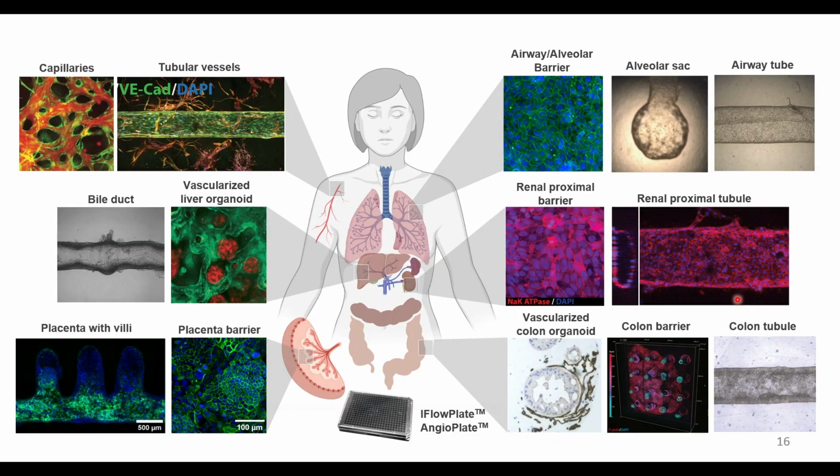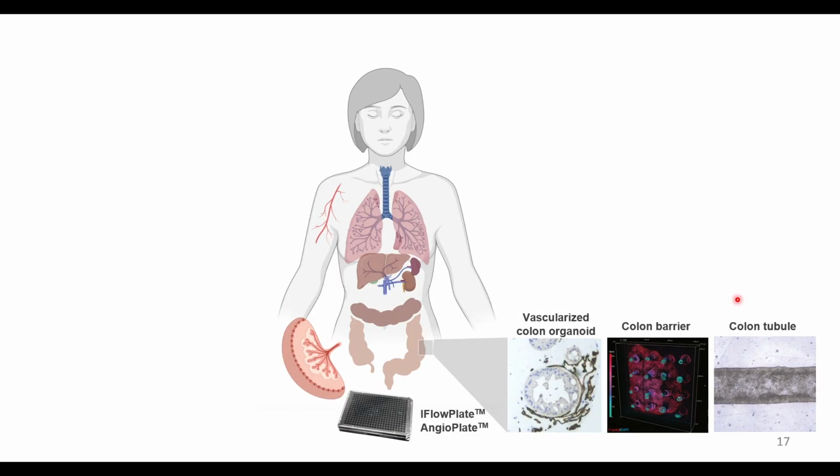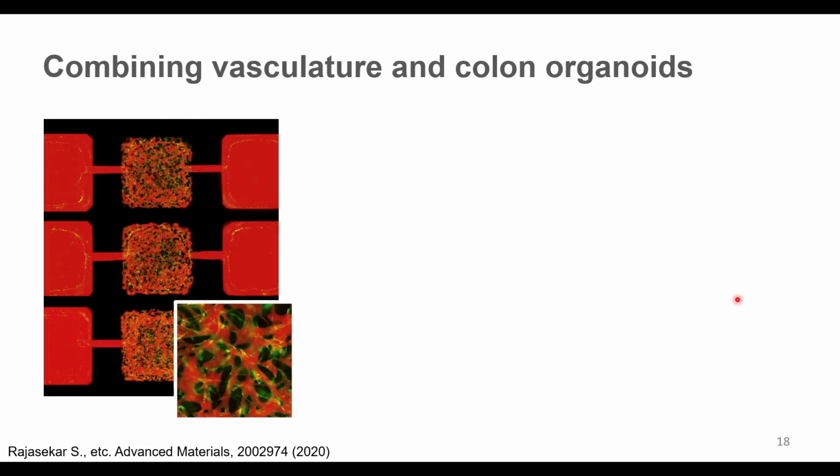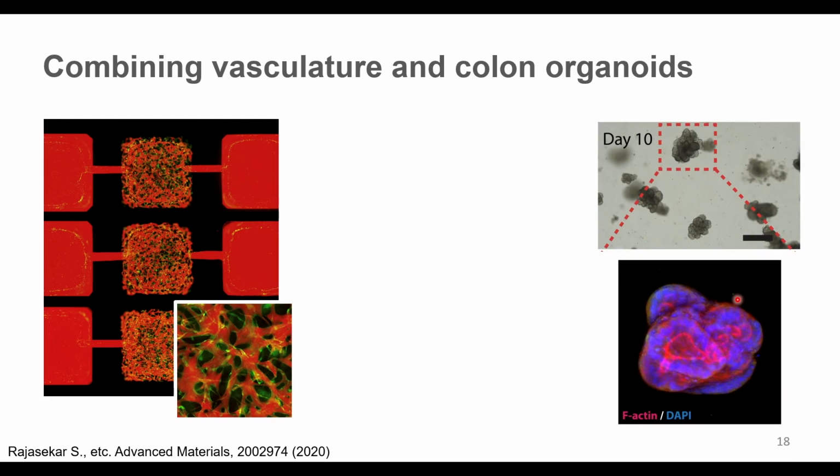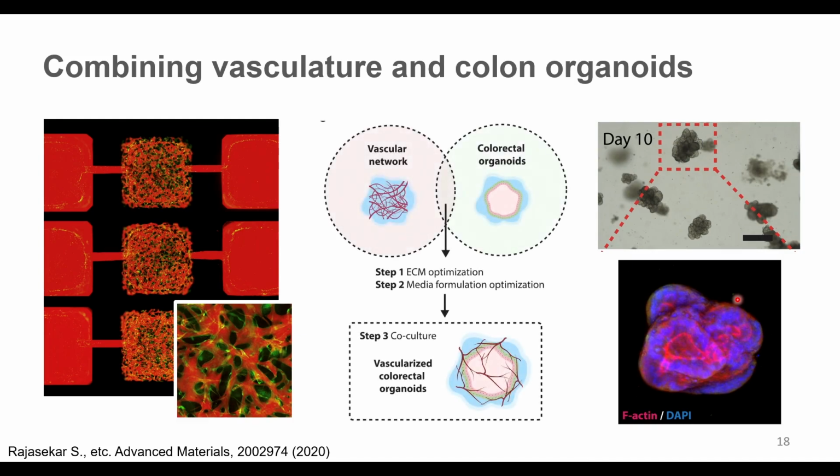So now I'm going to switch gears a little bit to talk about the colon model we have. On one hand, we know that we can create these self-assembled perfusable microvasculature using the iFlow plate. On the other hand, based on literature protocols, we can grow these colon organoids derived from primary colon stem cells. What we want to do here is to combine the two, to create these vascularized colon organoids. This would require us to optimize the matrix as well as the media formulation.